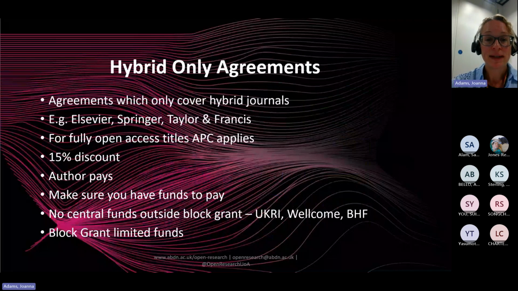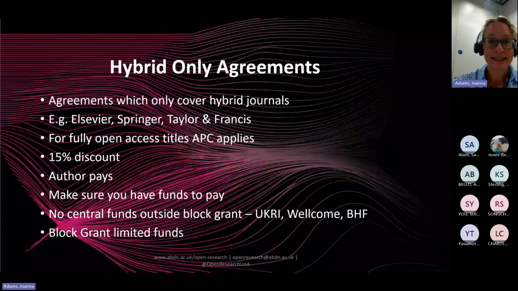So the agreements only cover the hybrid journals, for example, your Elsevier, Springer. I'll use Springer Nature for an example because they've got a couple of really popular titles, Scientific Reports and Nature Communications. If you want to publish in those journals, you must make sure that you have funds. Nature Communications, for example, by the time you add VAT, the APC comes to around £6,000.